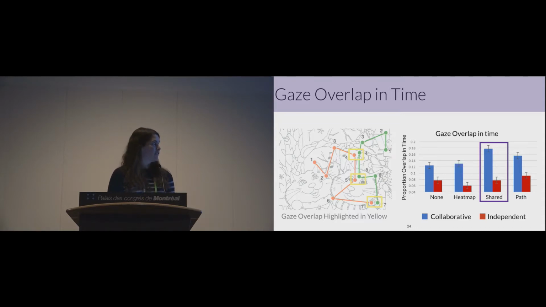And this is an interesting difference from the quadrant overlap, because with the quadrant overlap, we saw less quadrant overlap with shared area, but we're now seeing more overlap in time, right? And so this is suggesting that with the shared area visualization, pairs are able to divide the visual space, but when they need to coordinate together in time, they're able to establish this joint attention and search together. And so they're able to do that balance, where we saw high levels of overlap in time and quadrant overlap for the path visualization, suggesting that they're not doing quite the level of division of labor.